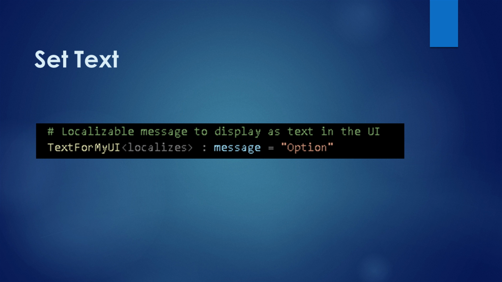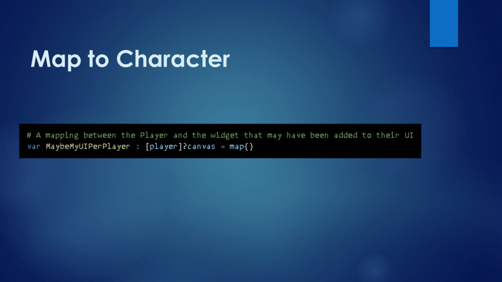This line sets the text displayed on the UI button we are creating. Variable text for my UI of type message is equal to the word option. This line makes a variable called maybe my UI per player, to make sure that the correct player's canvas gets mapped to the button when the widget is called.